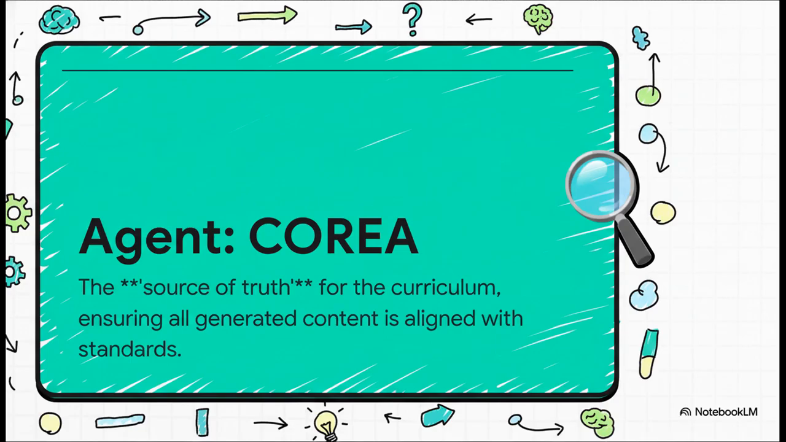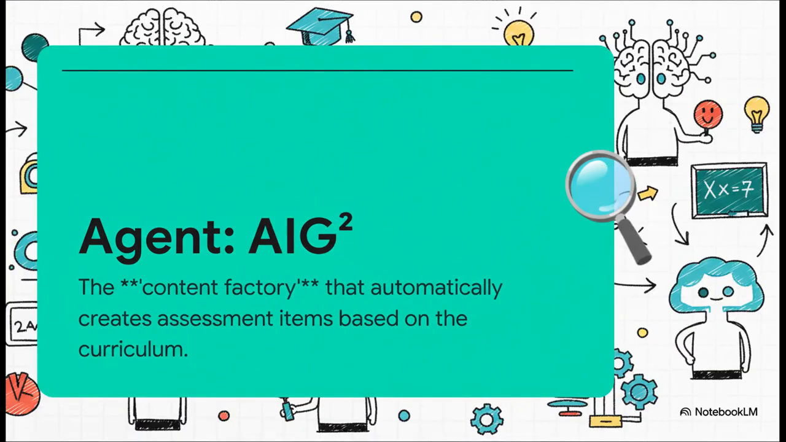First up is Coria. You can think of Coria as the system's brain, or its librarian. It holds all the core knowledge, the entire curriculum. It's the ultimate source of truth that makes sure the AI stays on track and doesn't just start making things up. Next up is AIG², and this is the content factory.